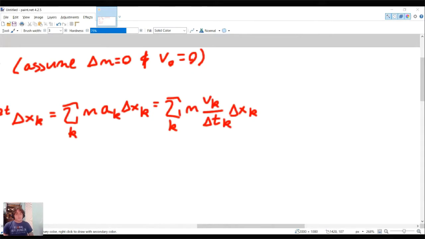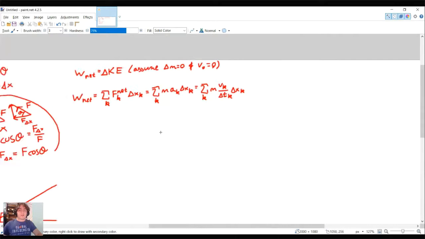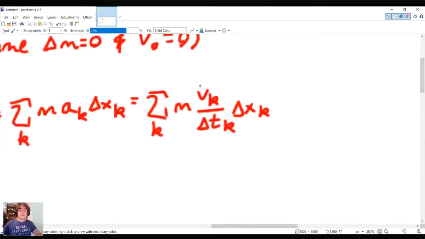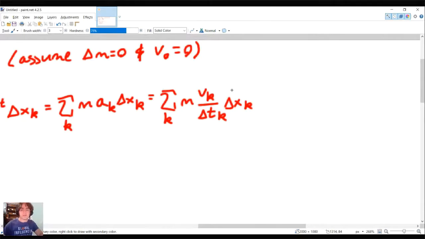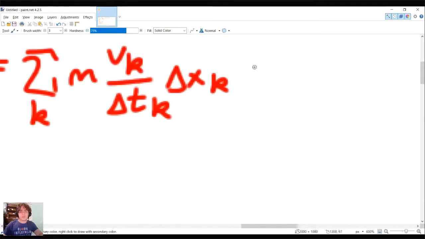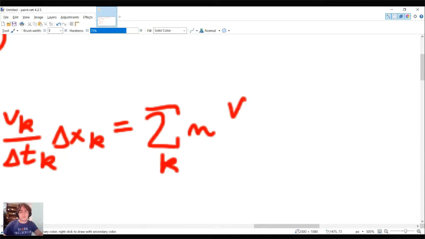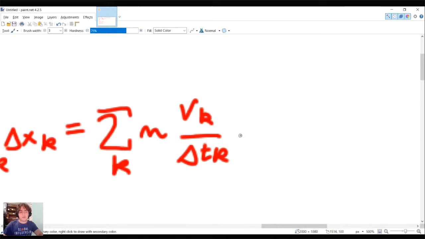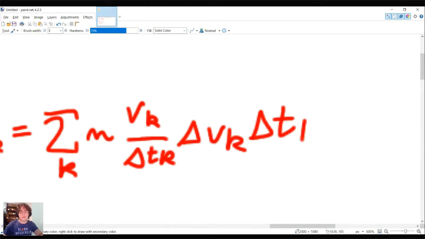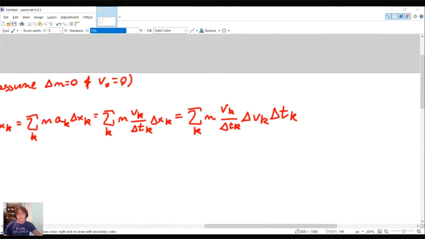So there's a neat little explanation here. When we're talking about the acceleration, we'll talk about this in the next step actually. And then the next thing we're going to do is substitute in another expression for the delta x sub k, v sub k over delta t sub k times delta v sub k delta t sub k. And the reason why we could do that is because displacement is change of speed over change of time.